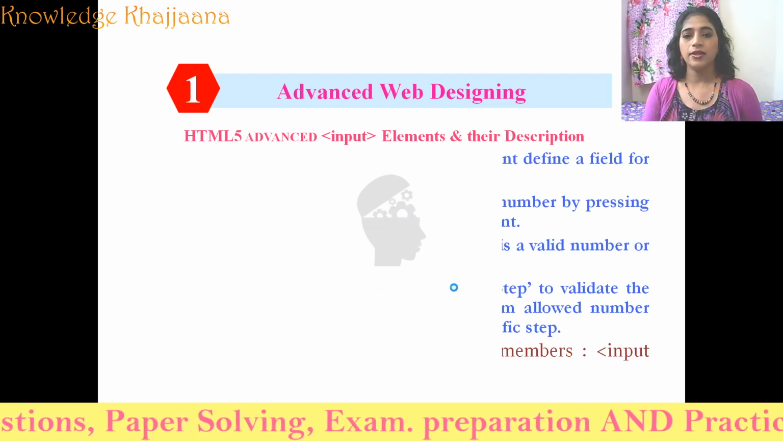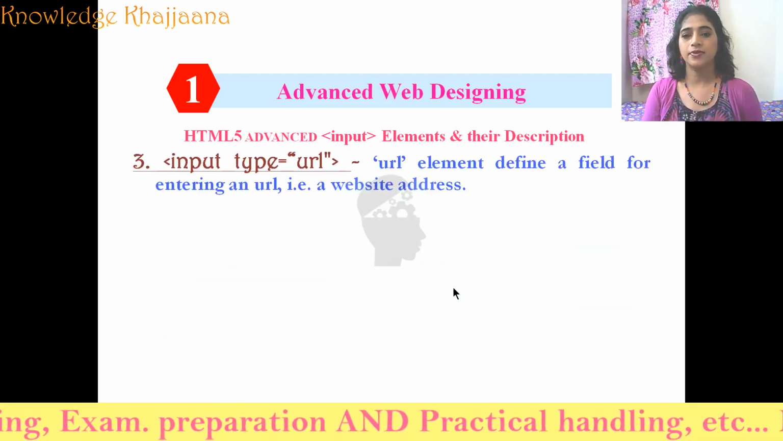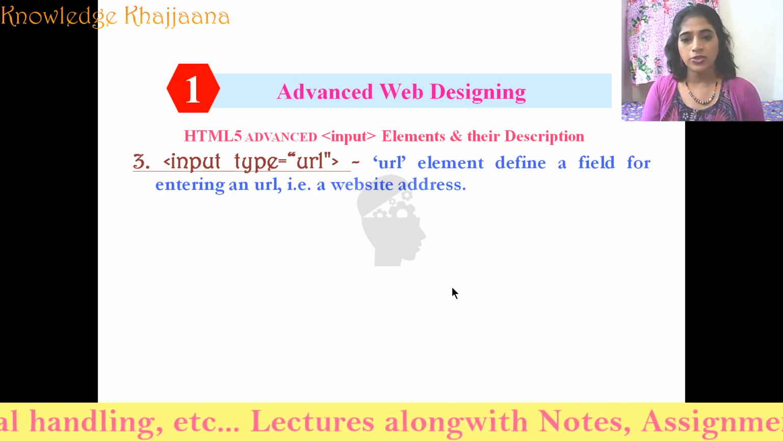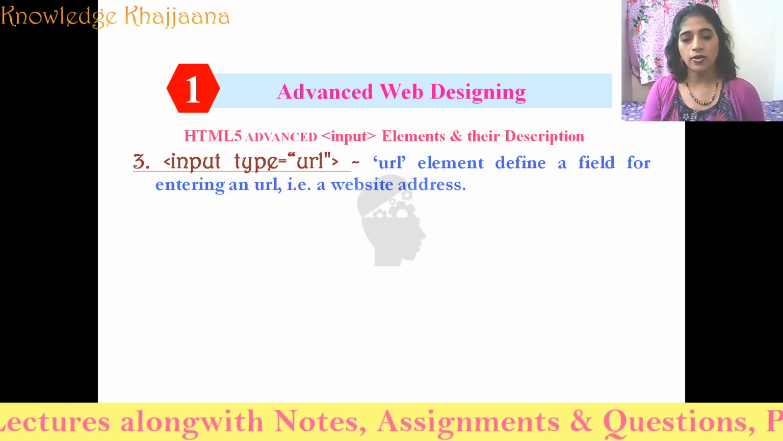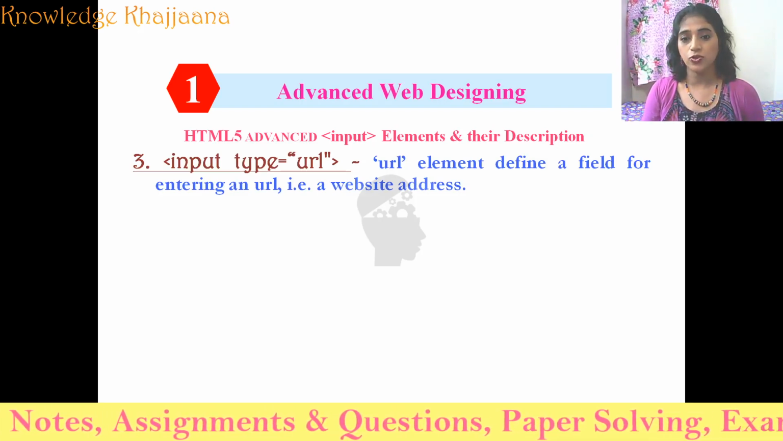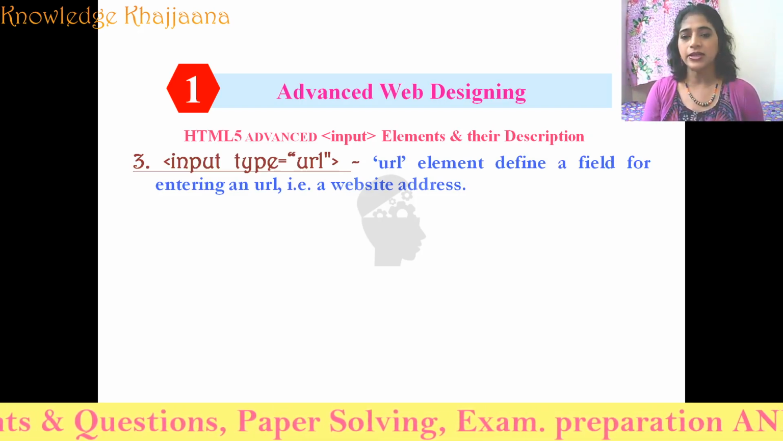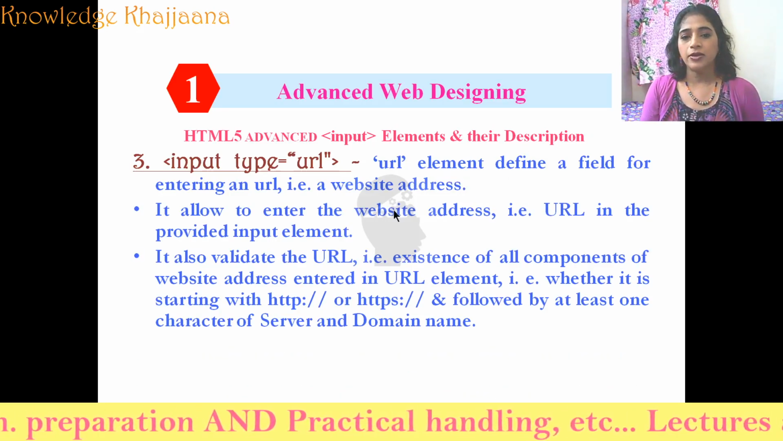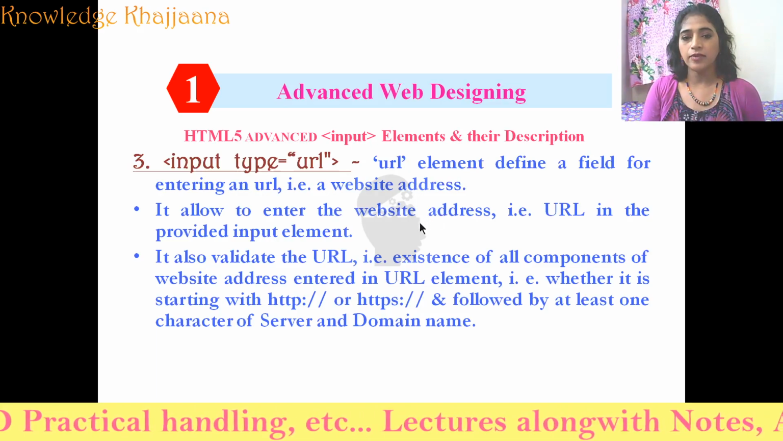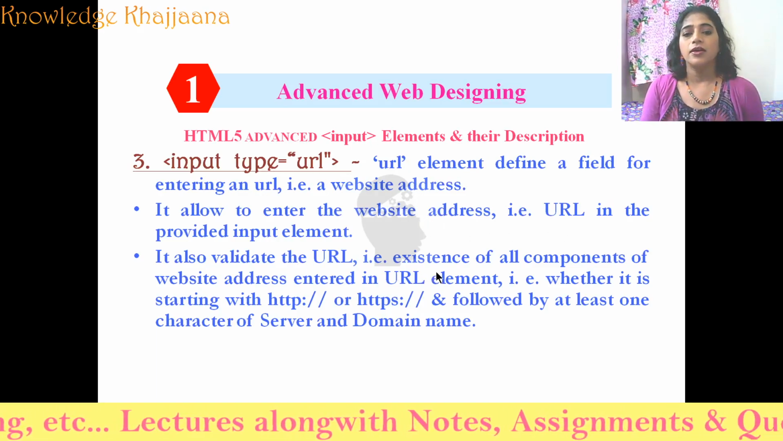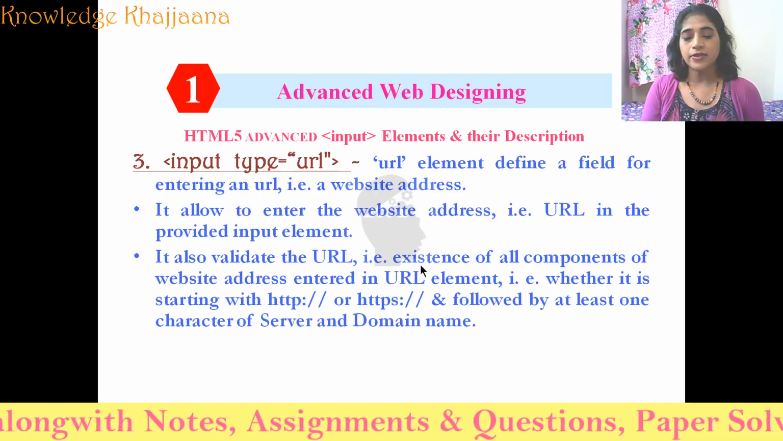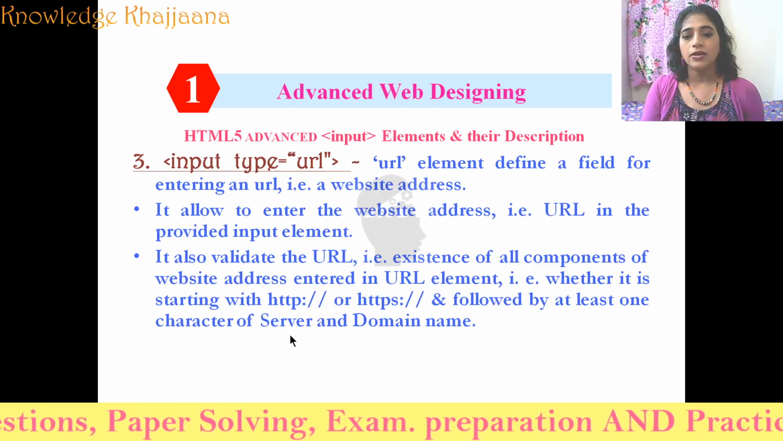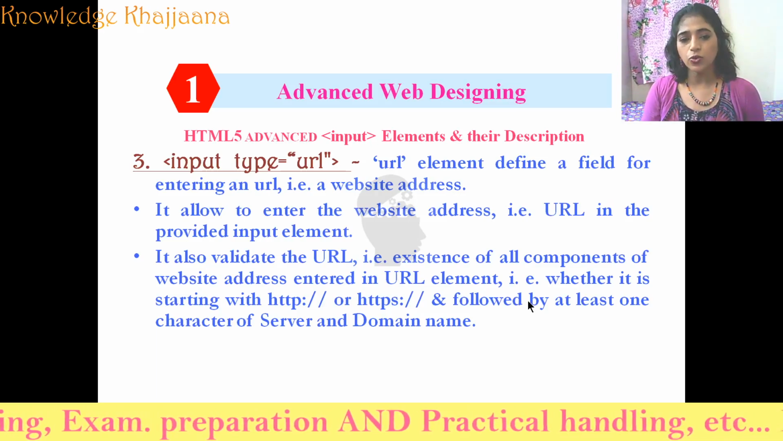The next element, that is URL. Some people call URL as uniform resource locator, whereas others call it as universal resource locator. Whatever it be, basically it is a website address. This URL element provides a field for entering the website address. See, it again validates the website address. Means whatever the user has typed is a valid website address or not.